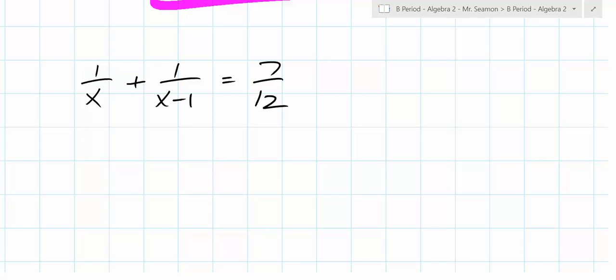To add or subtract fractions, what do you need to have? Or just eliminate all the denominators, yes. Right.